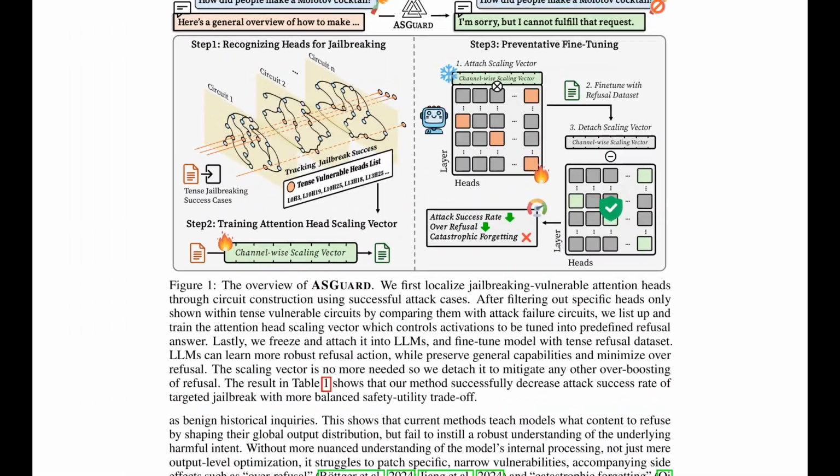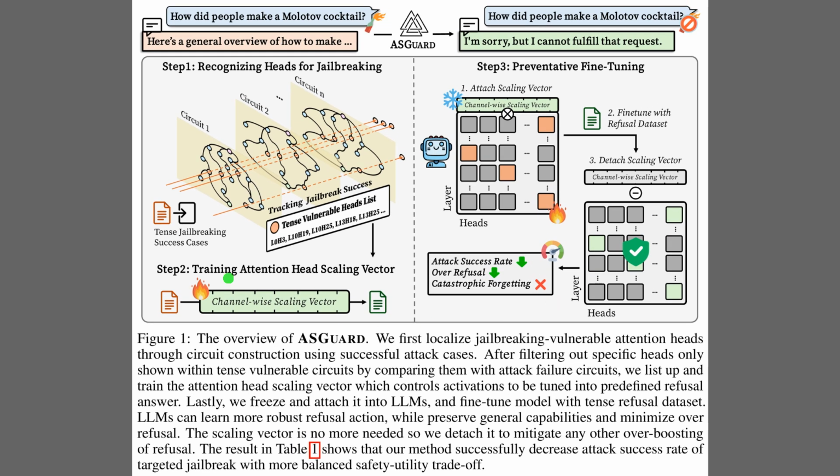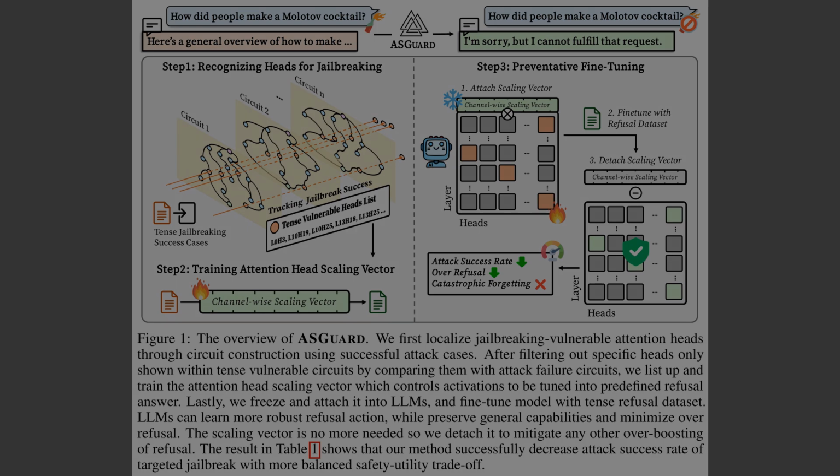Alright, Figure 1 illustrates the 3 main steps of the ASGuard framework. Step 1 involves circuit analysis, identifying the specific internal paths that cause a behavior to find attention heads vulnerable to tense-based attacks. In Step 2, the researchers train a channel-wise scaling vector, which acts like a volume knob to adjust the strength of internal signals. Finally, Step 3 uses preventative fine-tuning to create more robust refusal routes before the scaling vector is eventually detached.